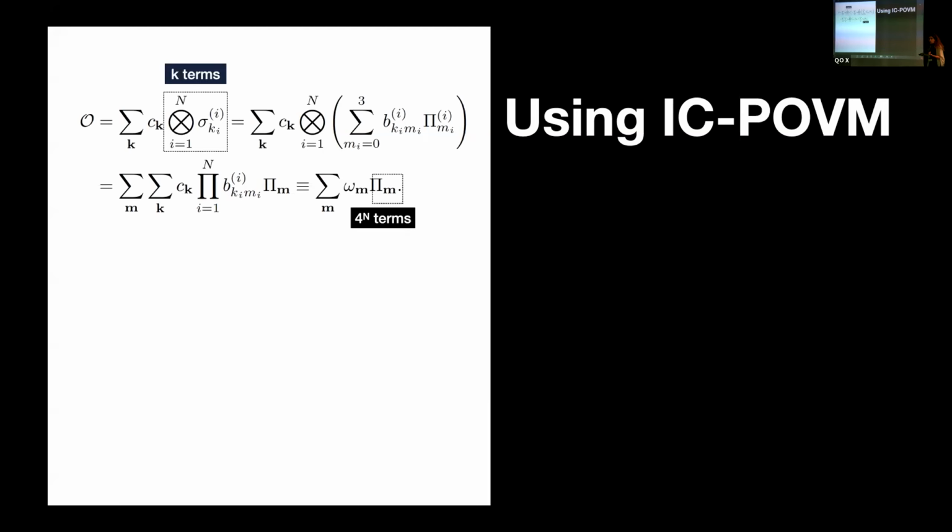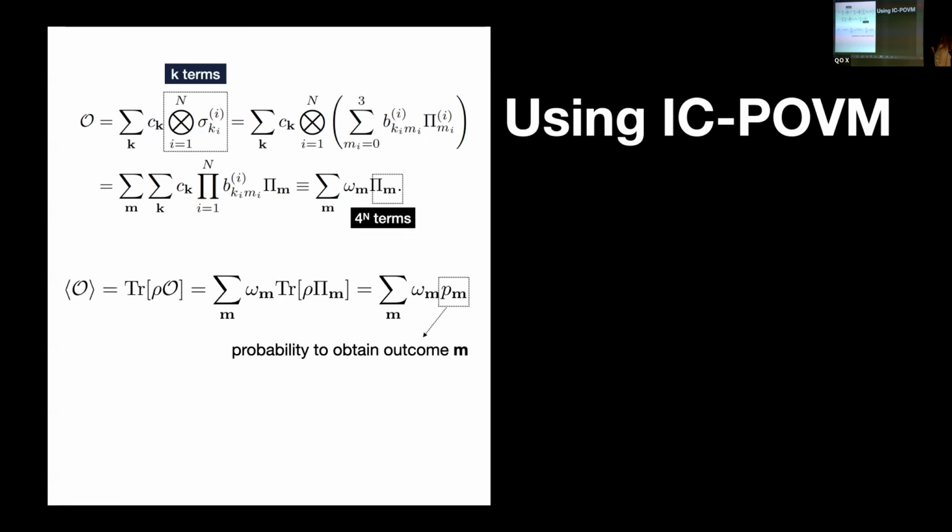I'm just regrouping terms. And now you would say, okay, what's the advantage here? Initially, you had K terms of the order of, say, n to the fourth. Now you have 4 to the n terms. So is this actually really an advantage? In order to understand why this is an advantage, we have to notice that if we now calculate the expectation value, because of the properties of the POVM, this is the sum over m of omega m P m, where this P m, you see, is the probability to obtain outcome m.